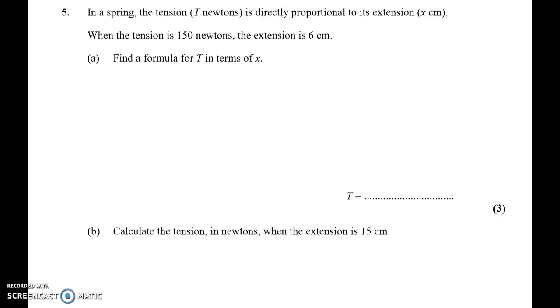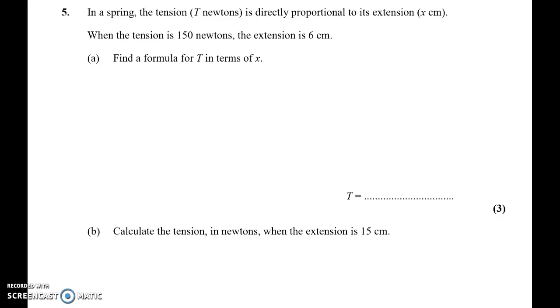Okay, so we've had a look at direct proportionality and talked about what it means for something to be directly proportional to something else. Let's have a go at a couple of typical exam questions like the ones we did in class. So we've got question 5. In a spring, the tension, T newtons, is directly proportional to its extension, x centimetres.